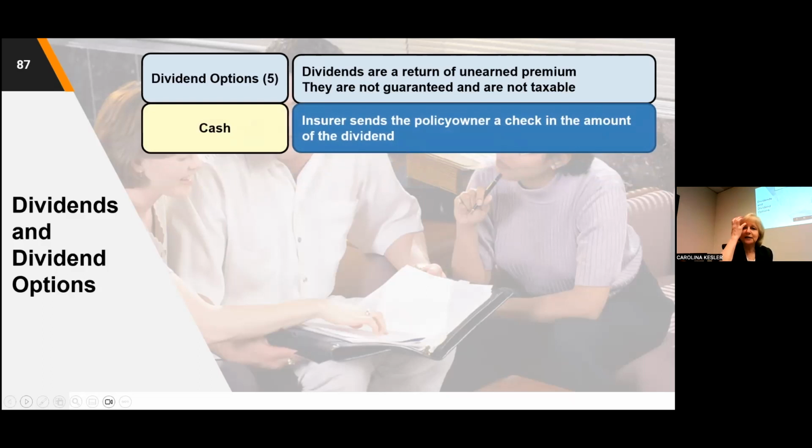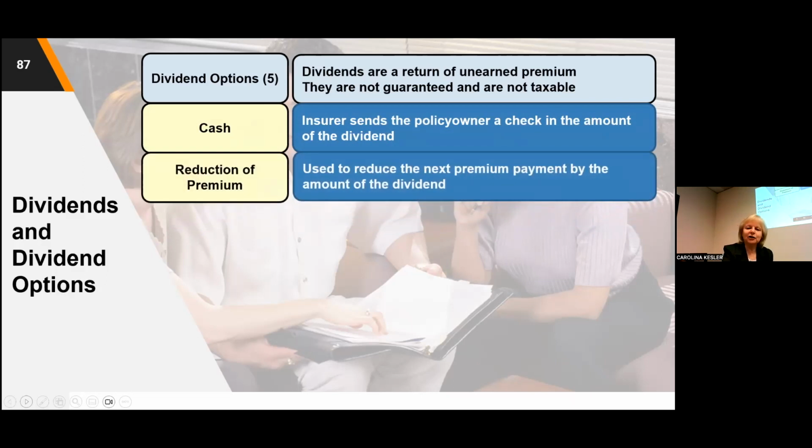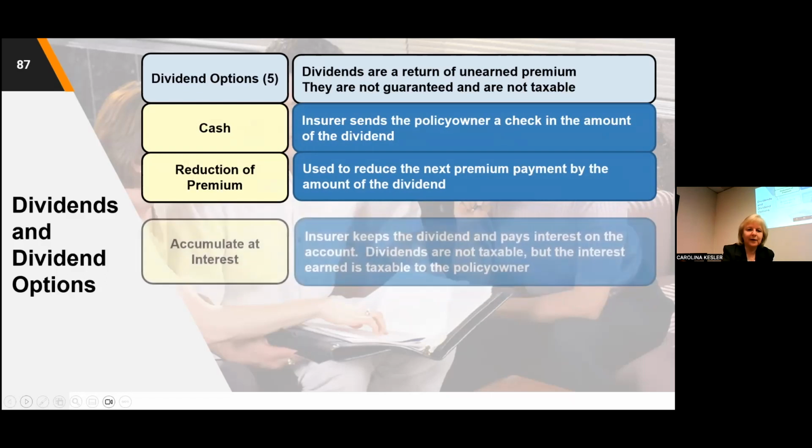Cash, the insurer sends the policy owner a check in the amount of the dividend. You have a reduction of premium. It's used to reduce the next premium payment by the amount of the dividend. So usually it's next year's premium, right?